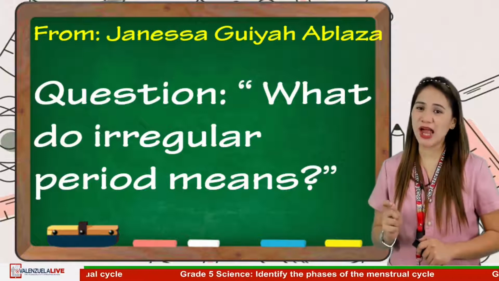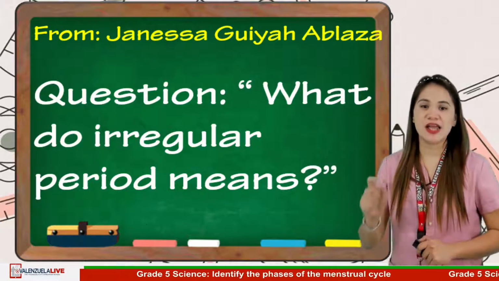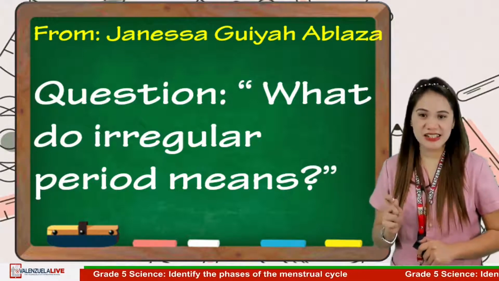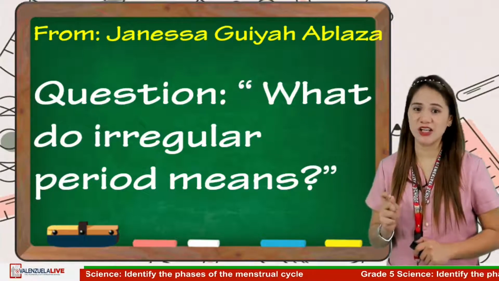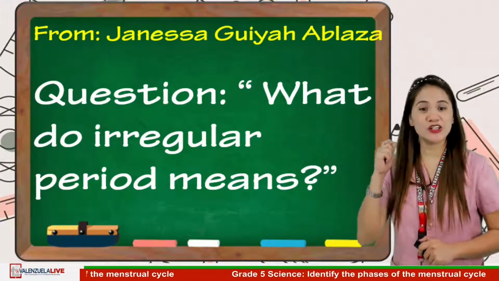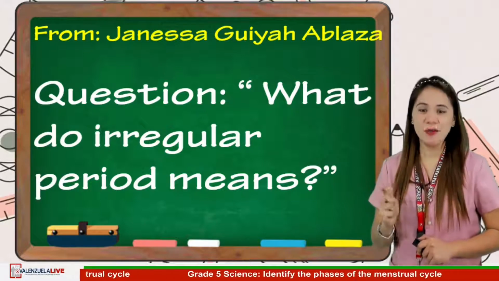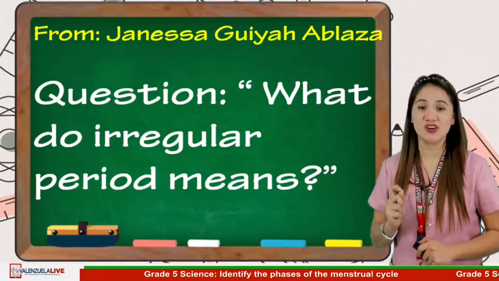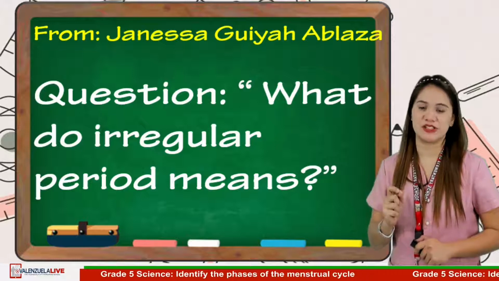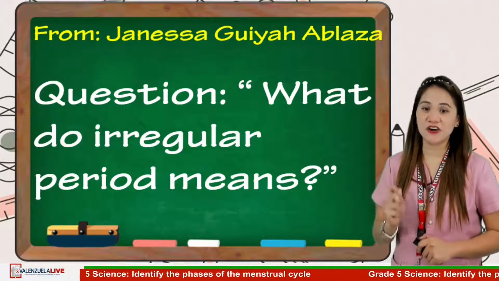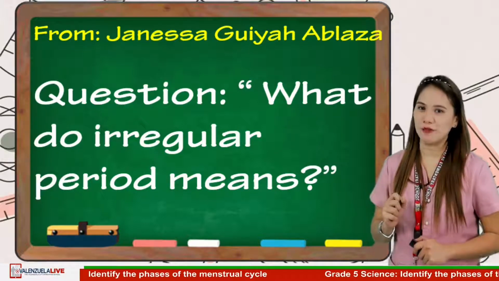Sometimes irregular periods can be caused by some medicines, exercising too much, too low, or too high body weight. Hormonal imbalances can also cause irregular periods. Example is thyroid hormone level abnormalities.